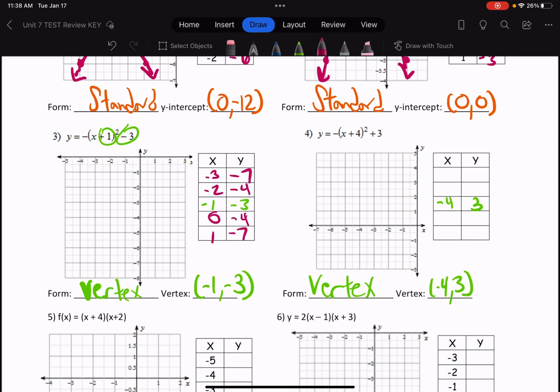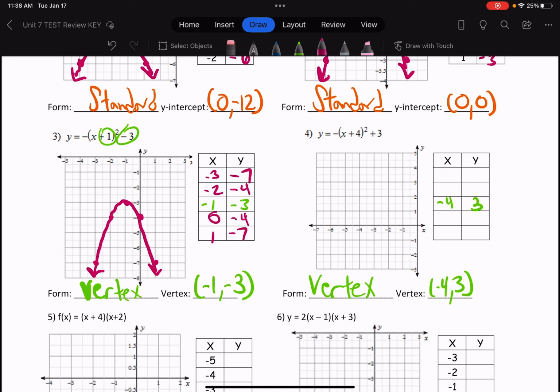When I graph this, I've got negative 3, negative 7; negative 2, negative 4; my turnaround point at negative 1, negative 3; 0, negative 4; and 1, negative 7. So this again is a downward facing parabola, and it is symmetric.